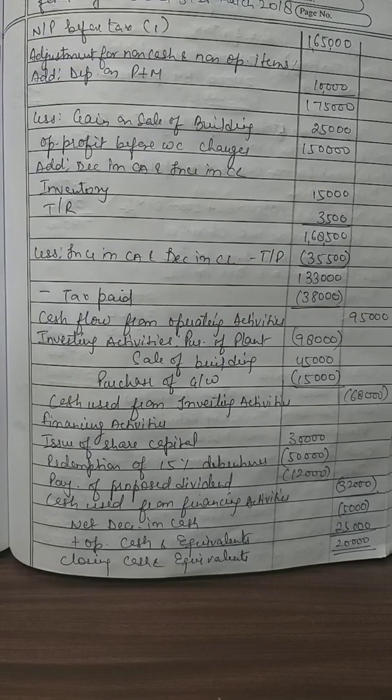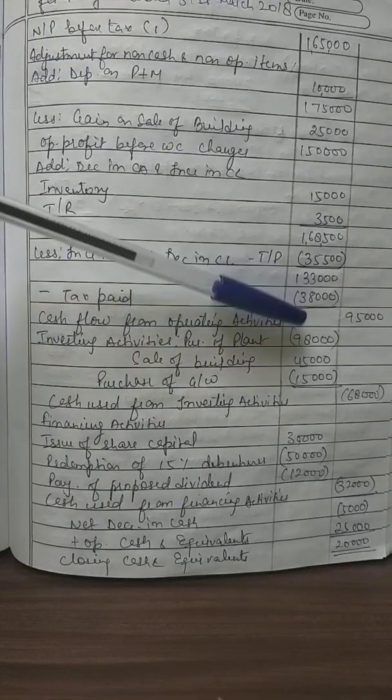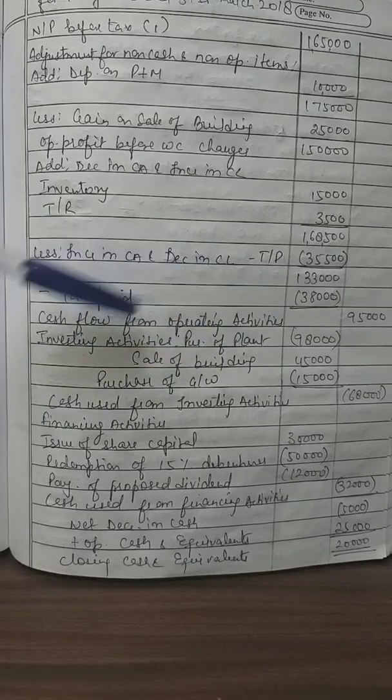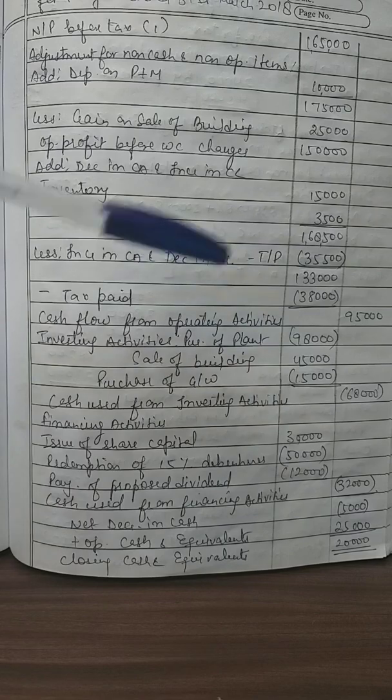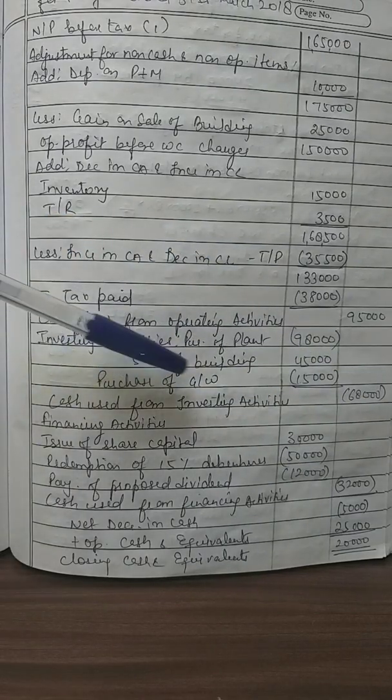Then you move on to investing activities, that is purchase of plant in minus. Then sale of building plus. Then purchase of goodwill, because it is increasing. So purchase. It will become this, cash used in investing activities.